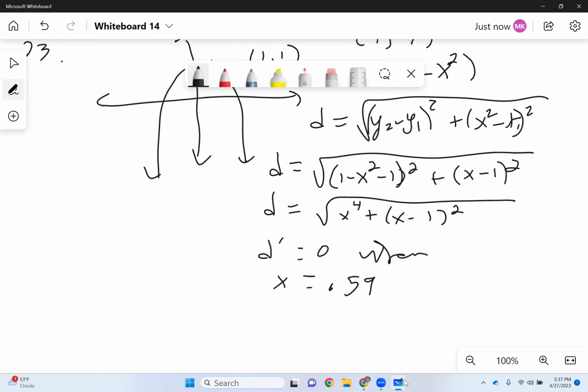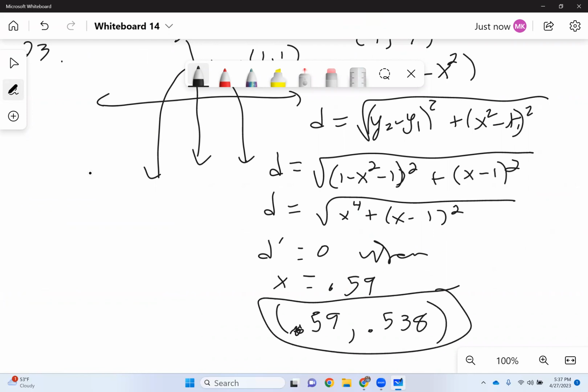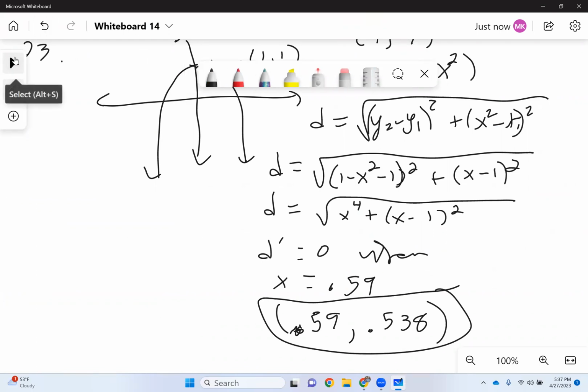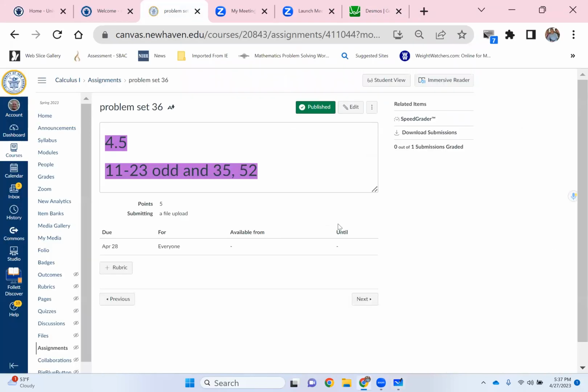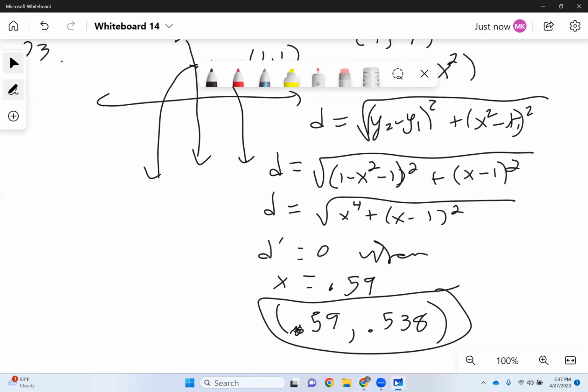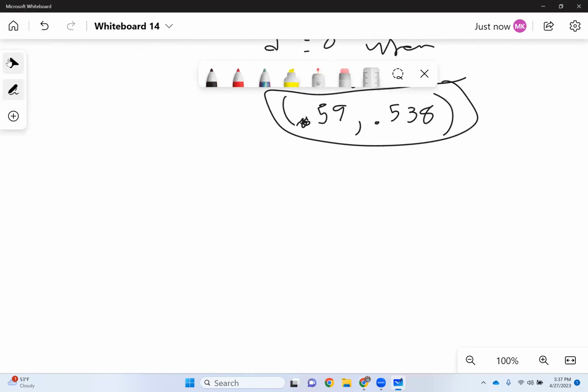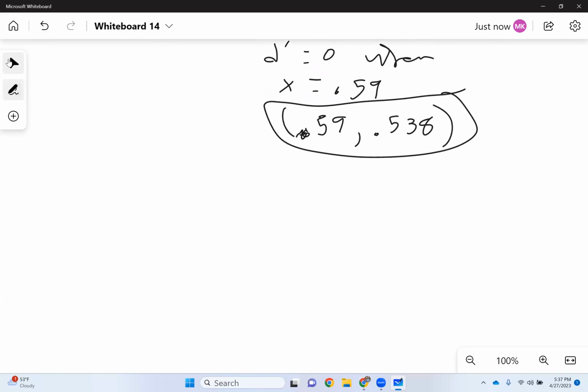So it's the 0.59, comma, that's a 0.538. All right, good times. All right, now we have number, I think it's 32, just to double check. 35 and 52. Okay. 35.